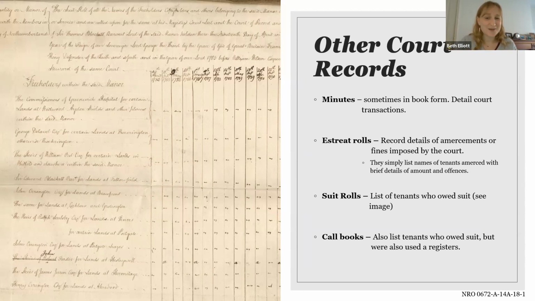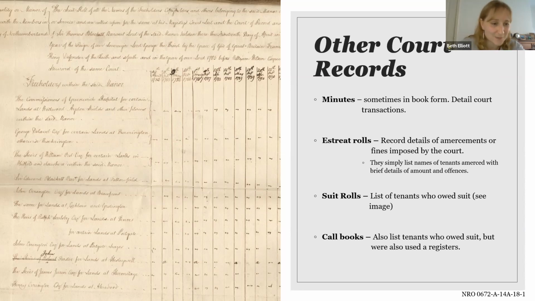You may also get suit rolls, so that's a list of the tenants who owed suit. We've got a nice example of a suit roll to the left. You should be able to see just at the top, about an inch or so down, the suit roll of the freeholders, copyholders, etc. So again, we've got those terms coming forward of the different tenants. On this suit roll, you can see all of the named individuals, the dates of those courts, and you can see if they attended or not.